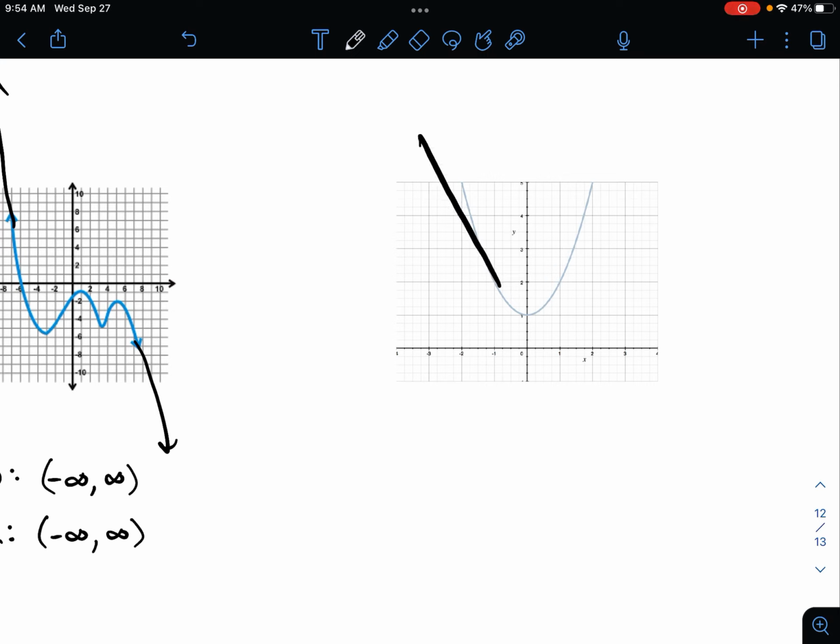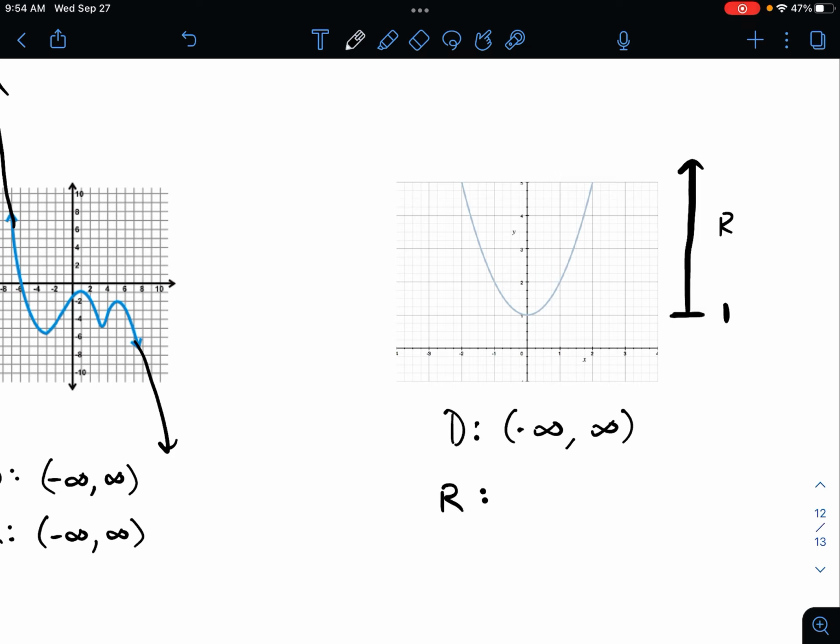For this one, if I look at my domain, this is going to keep going left forever and keep going right forever. So my domain is going to be all real numbers. Now my range is a little different though because it does have a lower value. It goes up forever, true, but the lowest value we get is positive 1 for my range.